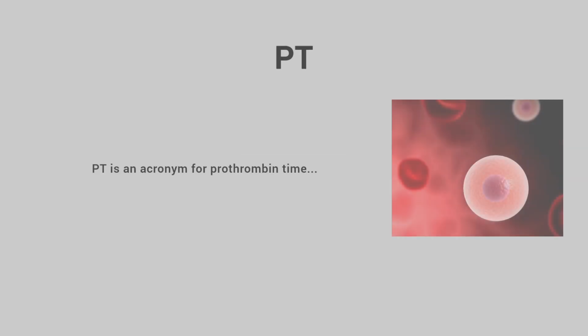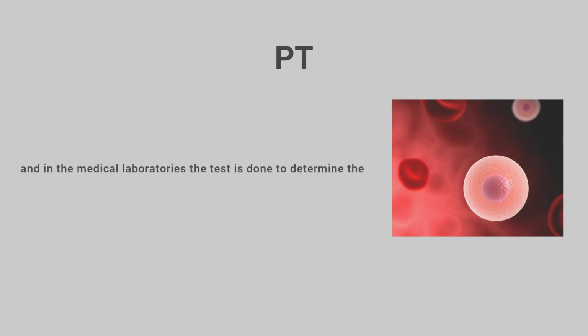PT is an acronym for prothrombin time, and in the medical laboratories, the test is done to determine the activity of the extrinsic pathway of coagulation. Whereas APTT means activated partial thromboplastin time, a type of test which may be done to evaluate the activity or performance of intrinsic factors of coagulation.